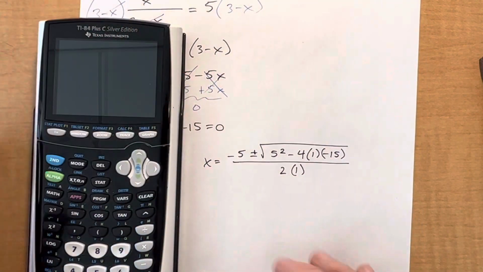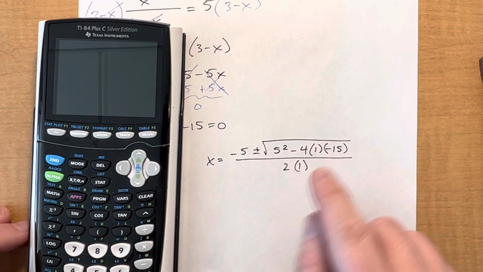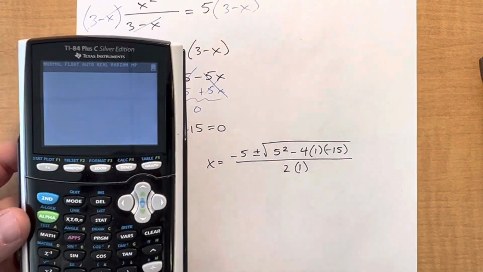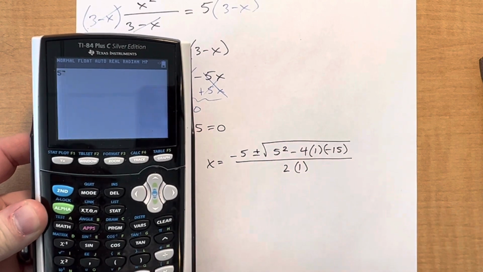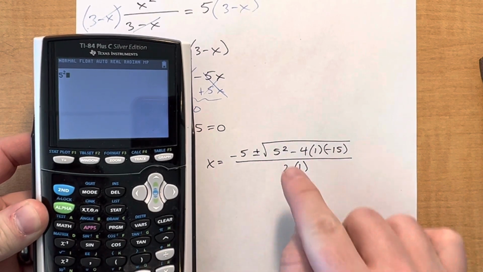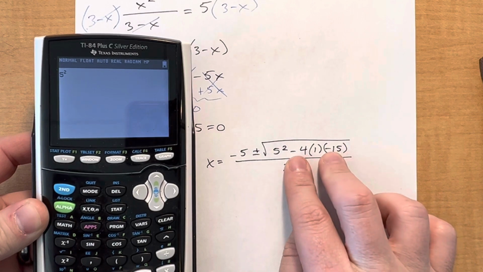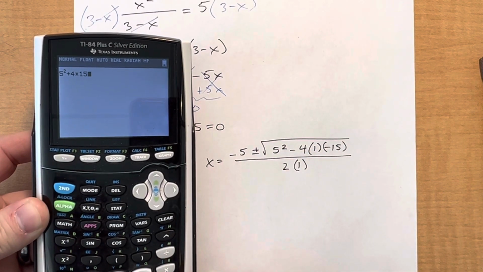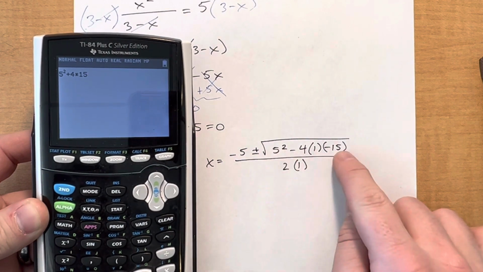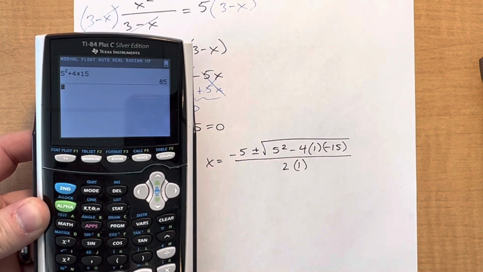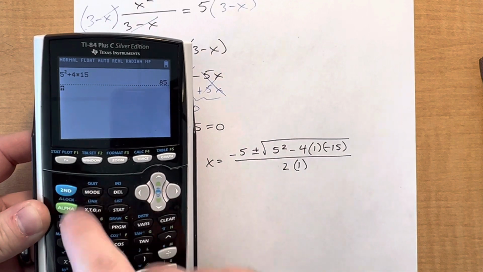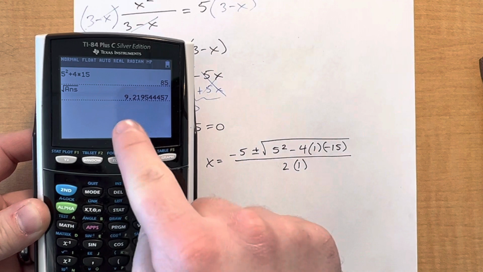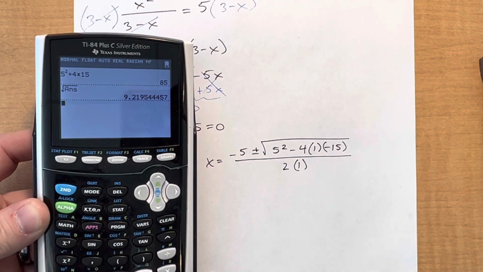What I'm going to encourage you to do is do the stuff under the parenthesis first. Okay, let's see if I can make this somewhat visible for you guys. So, you're going to take 5 squared, and then this is minus, and this is minus, so they cancel out, and you get plus 4 times 15. So this is just the stuff under the square root. I haven't even taken the square root yet. Okay, I'm going to hit second square root of the answer, which is 85, and I get 9 point whatever. Who cares? Okay.